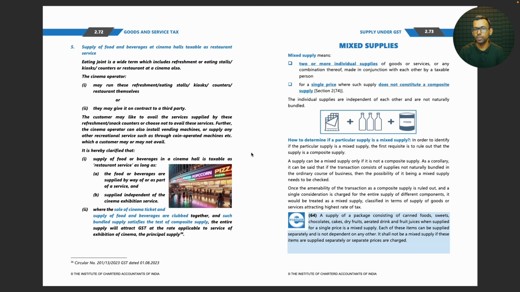Then you actually go to the cinema, you come out at the interval time, you go to the food canteen, and there they will charge an entirely separate bill. So in those cases, it is a supply of restaurant service. You pay a separate amount at the food counter, and that will have a separate amount of GST. So then it is not a bundled service, it's a separate service.